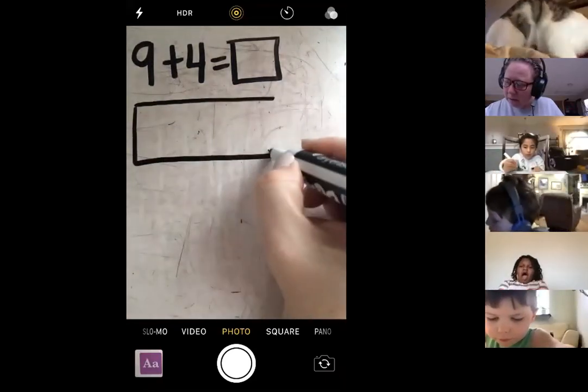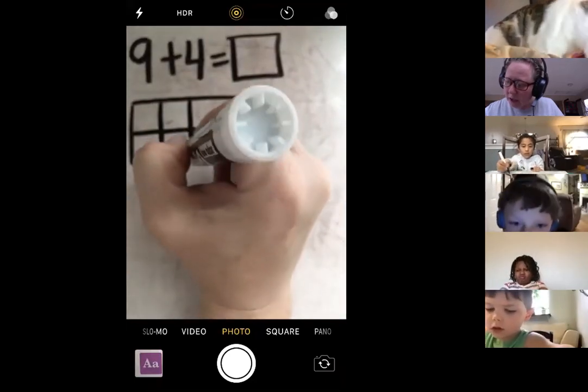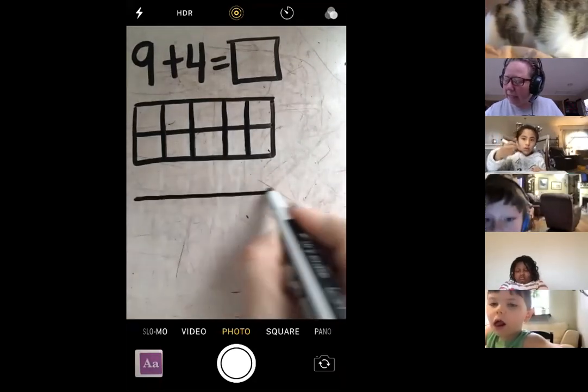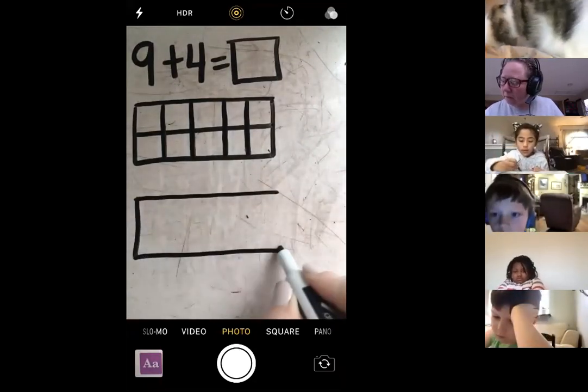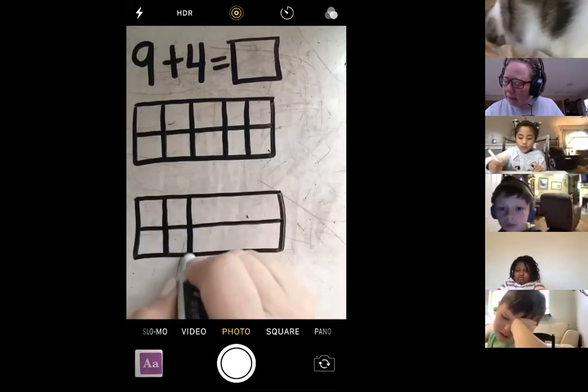I don't know the answer, and I wish that was a minus. Yep, we're working on adding today. We will work on some subtracting tomorrow. Yay! Okay, but today we're working on adding.